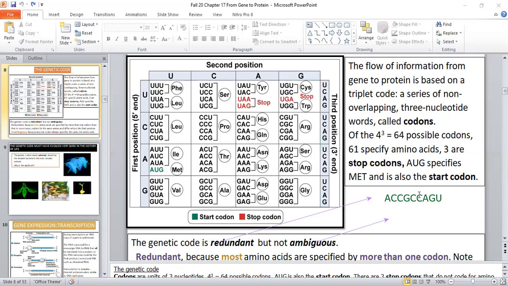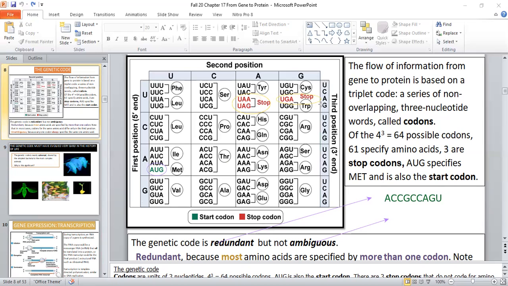And one more thing. You know the start codon, yes? AUG is always the start codon. We learned this. And there are three stop codons, and these three stop codons are UAA, UAG, and UGA.